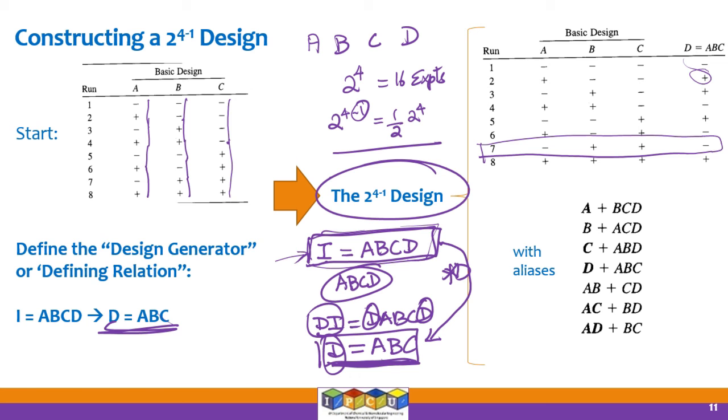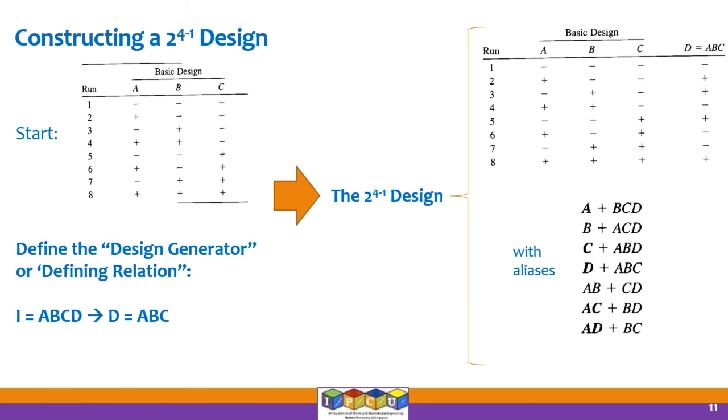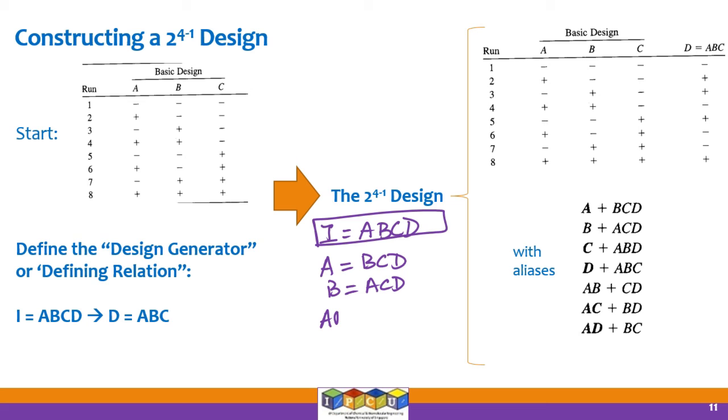And this one will have this alias structure that I've written there, because I is equal to ABCD. That's our defining relationship. And therefore, multiplying both sides by A will lead to A is equal to BCD. Multiplying both sides of this defining relationship by B will lead to B is equal to ACD. Multiplying both sides by AB will lead to ABI is equal to AB multiplied by ABCD.